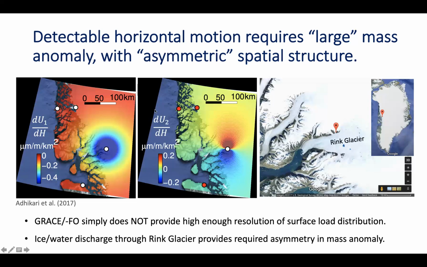So you cannot simply have a uniform mass distribution, no matter how big an amplitude it could have. If it does not have this spatial asymmetry, it is not going to induce the horizontal motion. And with the GRACE data, this is precisely what is happening.